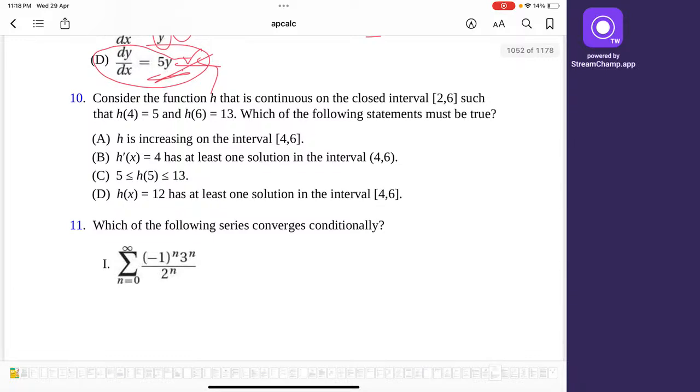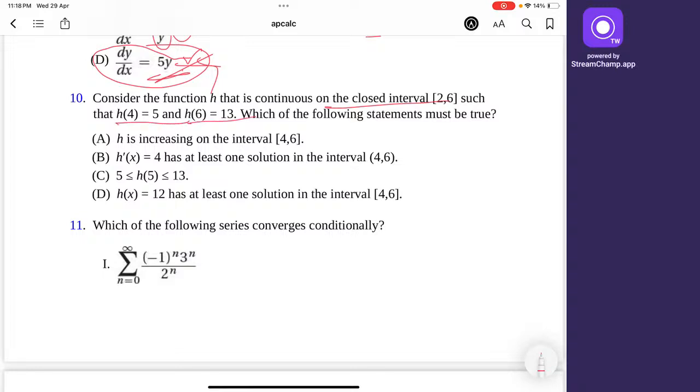Consider a function h that is continuous on the closed interval from 4 to 6 such that h of 4 is 5, h of 6 is 13. Which of the following statements must be true? h is increasing from 4 to 6. That need not be guaranteed because it can oscillate and go to 13.